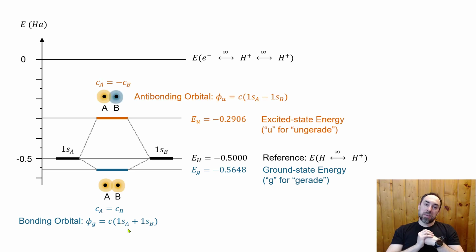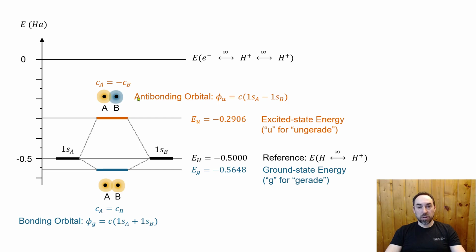The opposite case arises when we combine these two orbitals with opposite sign: Ca minus is equal to minus Cb. That's why I changed the color here, because I'm changing the sign of the B orbital. In the ground state, the two orbitals are combining with the same phase, in phase. And here they have opposite signs, so they are combining out of phase. That's the appropriate way to call them.